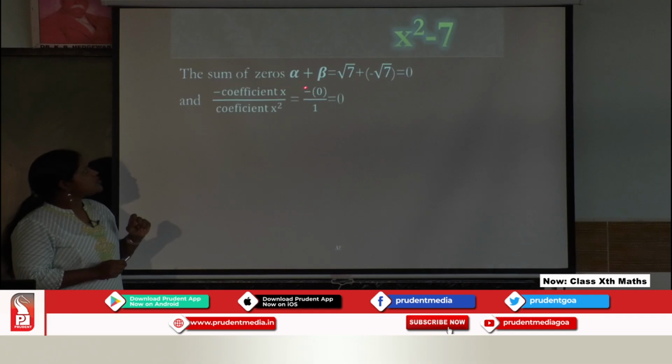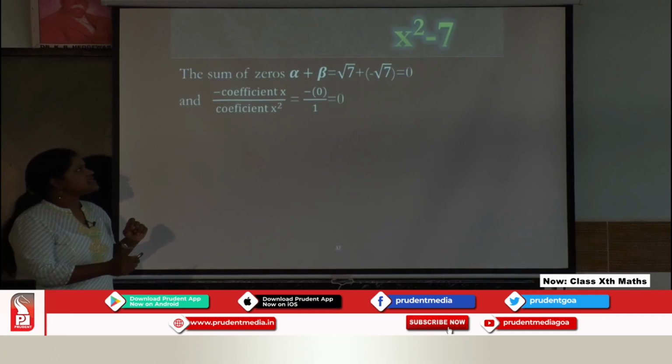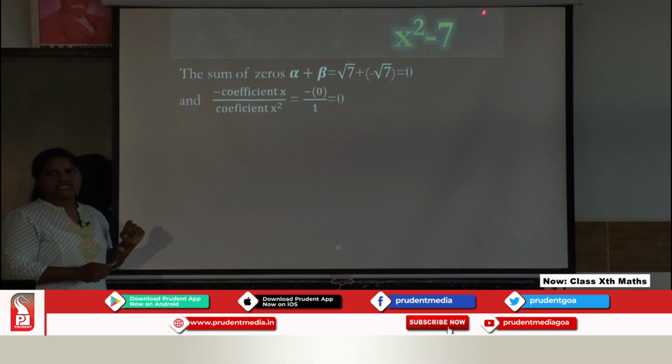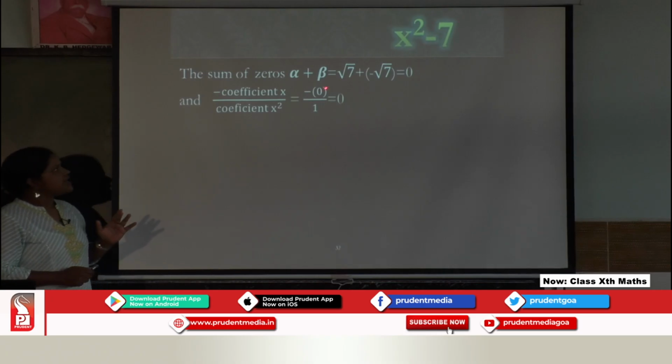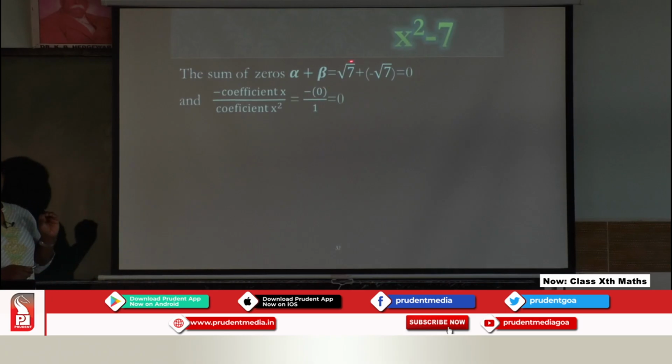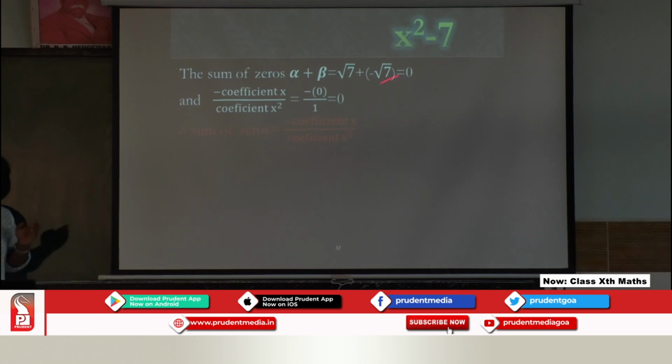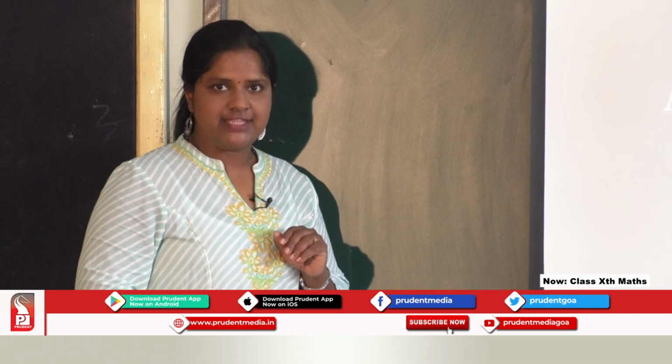So, the minus sign I wrote over here. Now, coefficient of x, there is no x in this polynomial. That means coefficient of x is 0. The second term is not there, only first and last is there. That means in this place of b I have to put 0, and 0 upon any number is always 0. So, again I get both the answers same. So, I can conclude this statement, sum of zeros is equal to minus coefficient of x upon coefficient of x square.